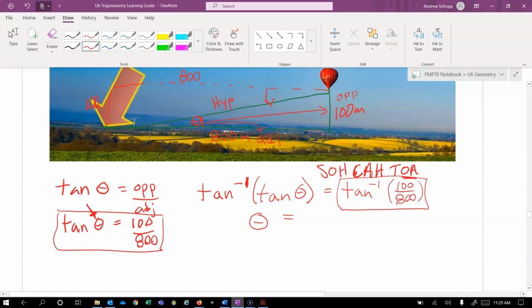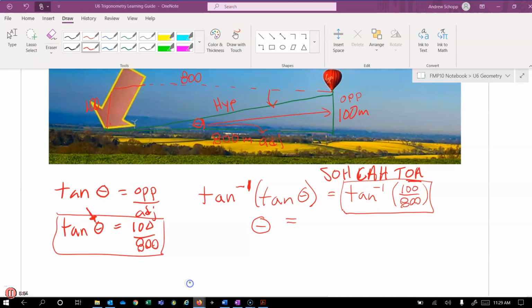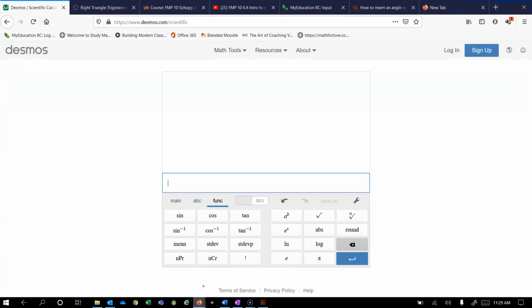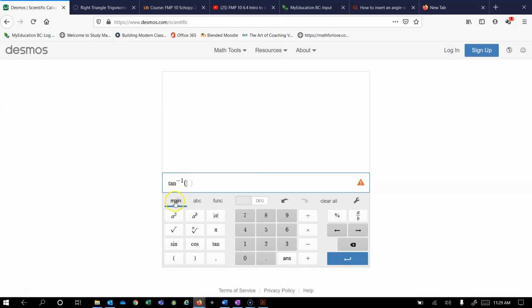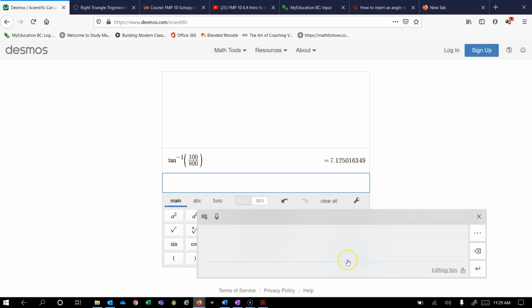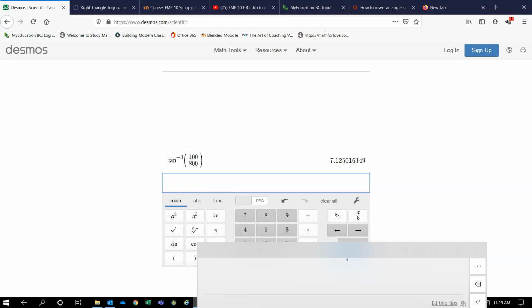So if we look at our notes here, we're looking to do the inverse tangent of 100 over 800. So inverse tangent of 100 over 800. And with your calculator, just to make sure your order of operations happens, make sure you close the brackets. And when you hit enter, you should end up with 7.125.